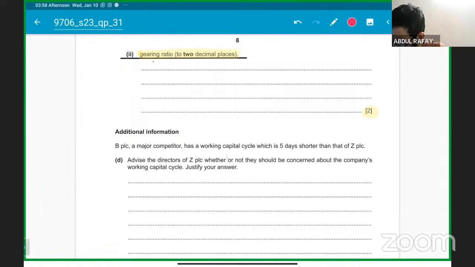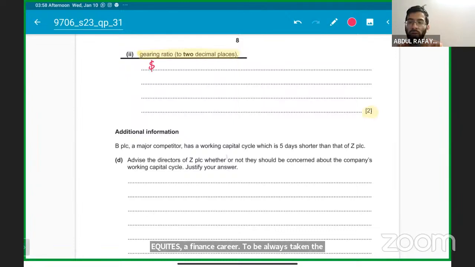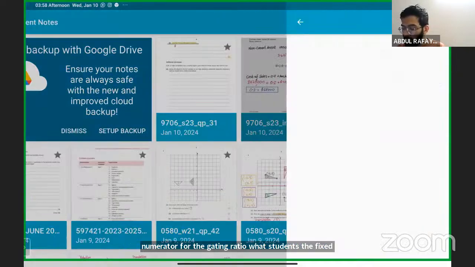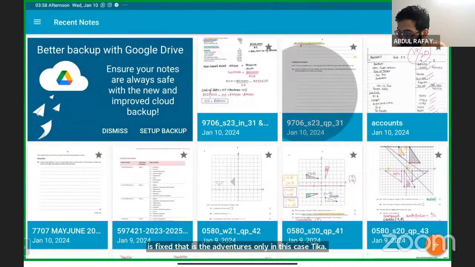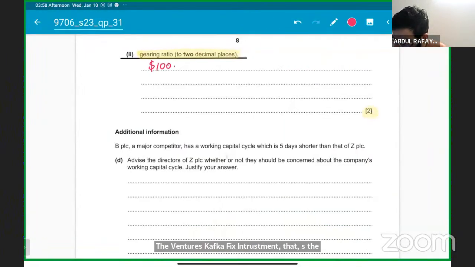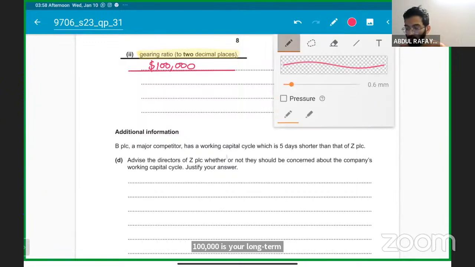So we always take in the numerator for the gearing ratio what, students? The fixed cost. The fixed cost of the capital, that is basically, we can say here, the liability that is fixed, that is the debentures only in this case. Okay, on debentures you get fixed interest, so you will take debentures. In the numerator, your 100,000 is the long term liability. Everyone getting it? 100,000 is your long term liability, and you divide that by the equity, by the total equity you will have to divide, students.